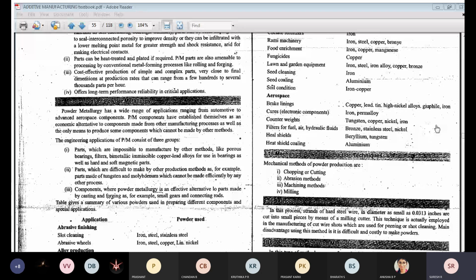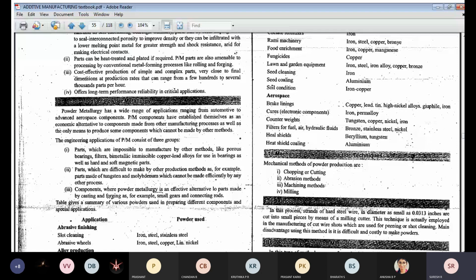Okay, fine. In the last class, we saw the steps in the powder metallurgy process. In this class, we're going to see a few other topics. We're going to check out the mechanical powder production techniques, that is, how we can obtain powders with the help of different mechanical processes.